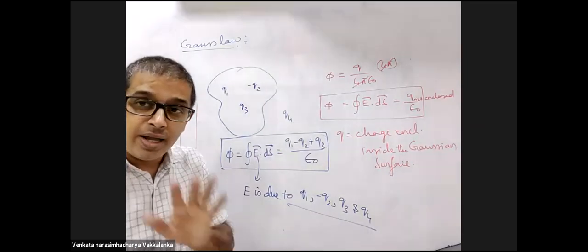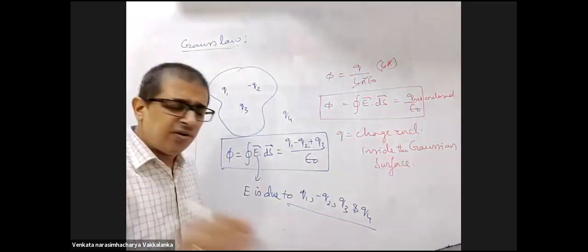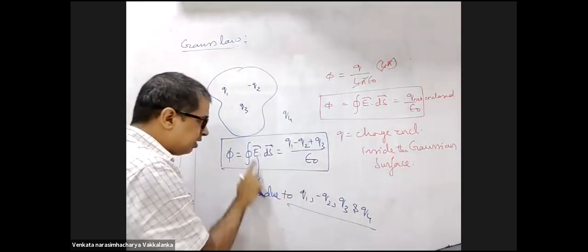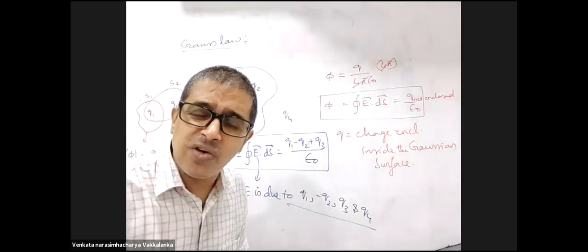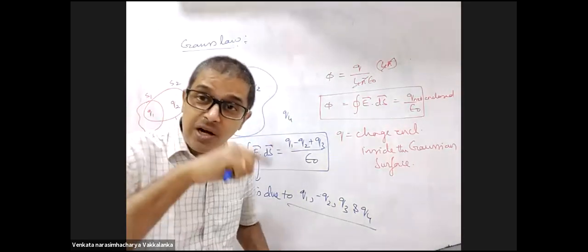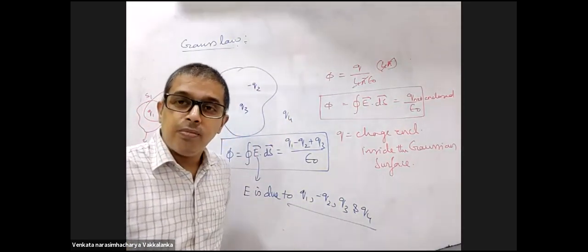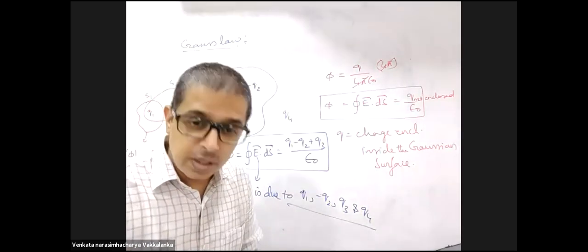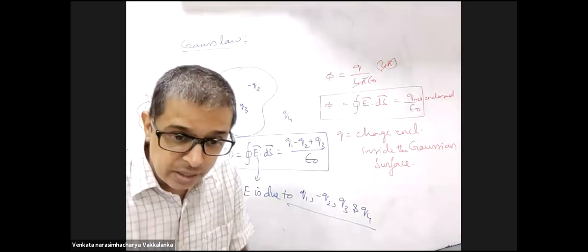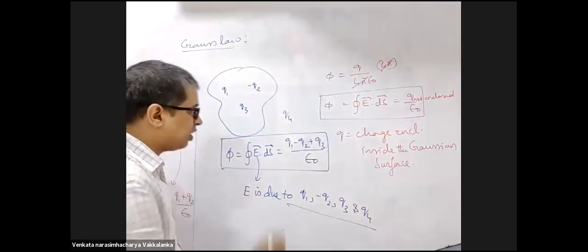If Q4 produces a field, it should even produce flux. You are saying that because of Q4 there will be a field here, but you are saying the flux is 0. Can you justify this? We will justify this. But right now, remember this as information.